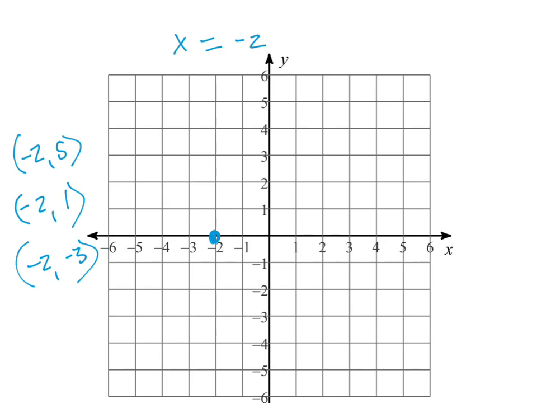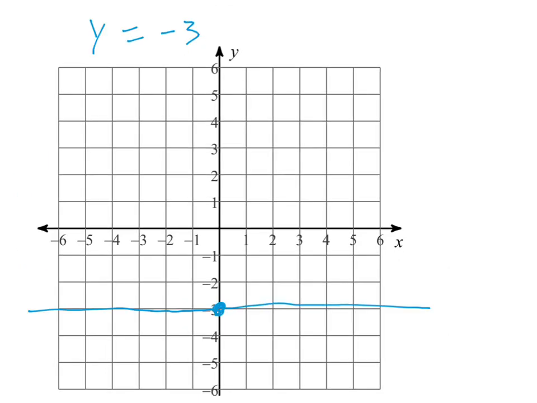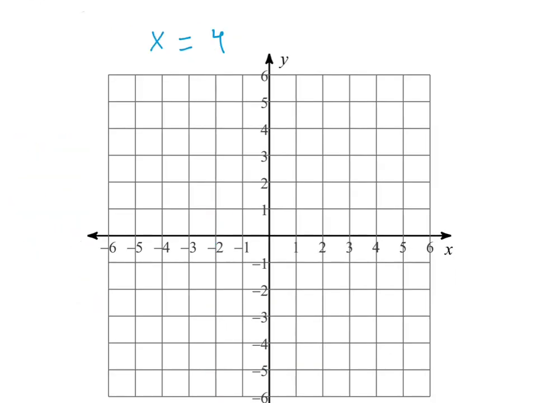So if I were to plot a bunch of these, let's see, negative 2, negative 3, negative 2, 1, negative 2, 5. You notice all my points here are lining up vertically. If it's x equals a number, it makes a vertical line. If it's y equals a number, it makes a horizontal line. Let me put arrows on that. Those are bad arrows. But so if I want to graph x equals 4, I just go where x is 4, and I'm going to draw a vertical line here because all those points have an x value of 4.